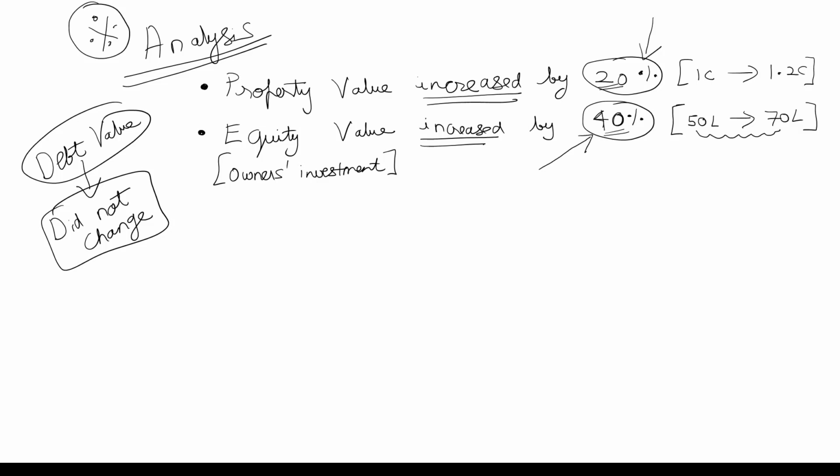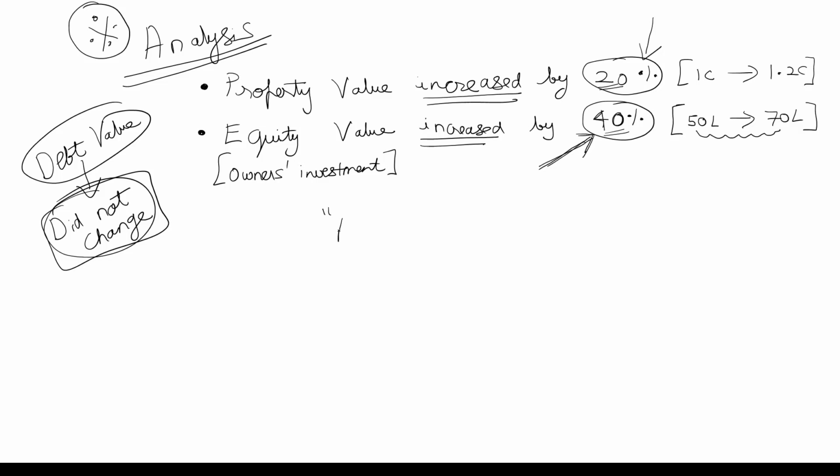So the bank comes in to make the property a reality. Basically, the bank comes in to give money for the property purchase. But when you talk about the property value increasing, the bank never comes inside. It is only the owner who completely takes advantage of the increase in the value of the property. So since the property value increased and the debt value did not change, you can see that you have a 40% increase in equity value.